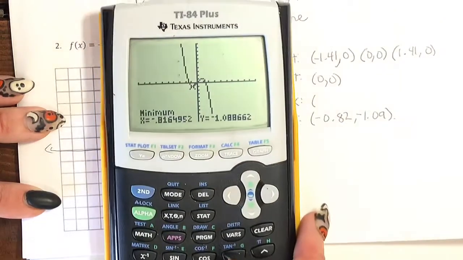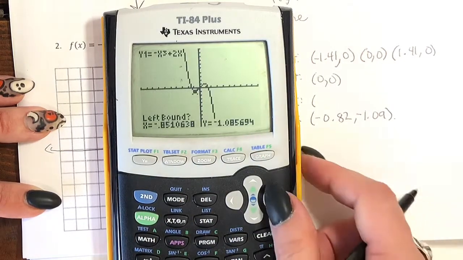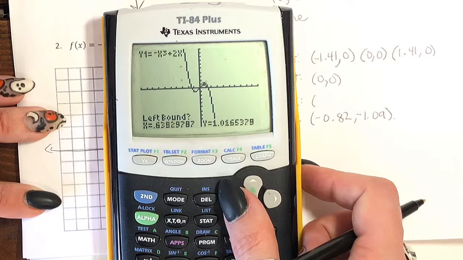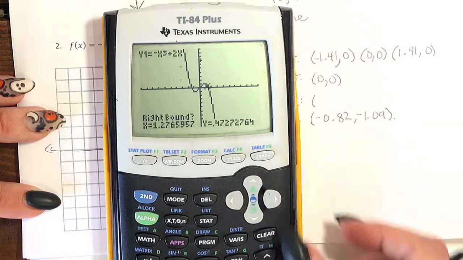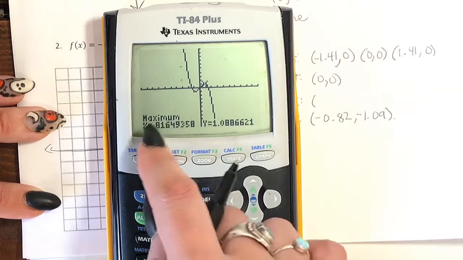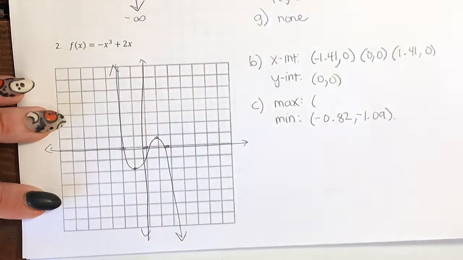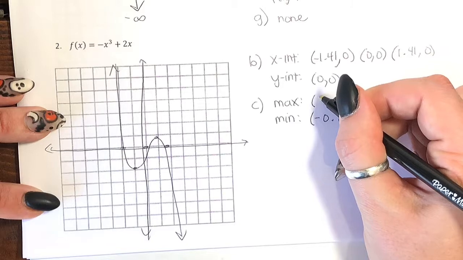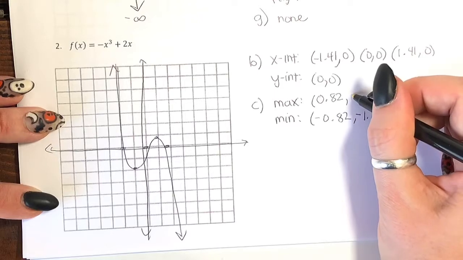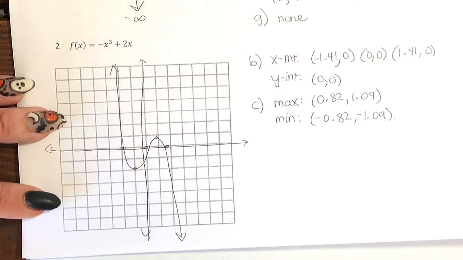And then we're just going to repeat that and do the maximum. So second calc, but this time go to maximum. And again, we want to go left, right, guess in the middle. So if here's my maximum, I'm going to go left of it, push enter. Go right of it a couple times, push enter, and then guess as close as you can. And we get positive 0.82 and positive 1.09. So again, we have kind of that symmetry, which is making these points be just positive and negative of each other. And you'll see that in those odd functions quite a bit.